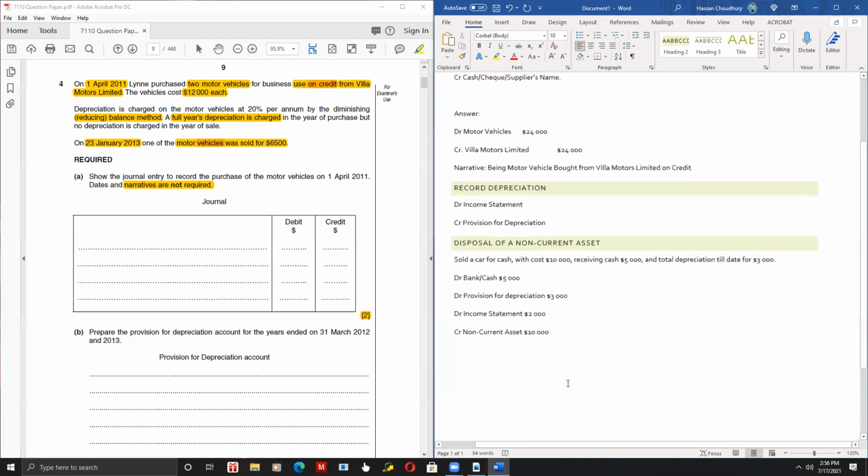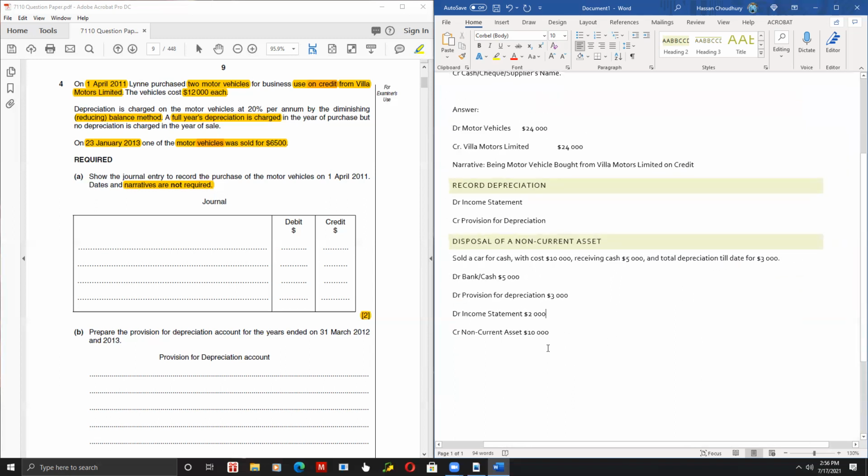Okay, so this might be going over your head right now. So let me tell you exactly what happened. I sold a car. When you sell a car, is that debit or credit? Credit, right? So credit non-current asset, or you can write credit car in this case. The cost price, 10,000. Okay, remember, this is a cost account.